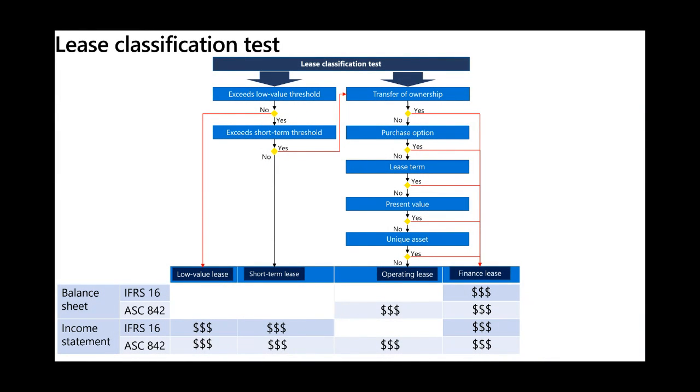Moving to the lease classification test, firstly, we have different types of leases or lease types. We have the low value and short-term lease, and both are posted to income statement accounts for IFRS 16 and ASC 842. So we define in the system the thresholds, so that if we meet this criteria, the system will decide, okay, this is a low value lease or a short-term lease.